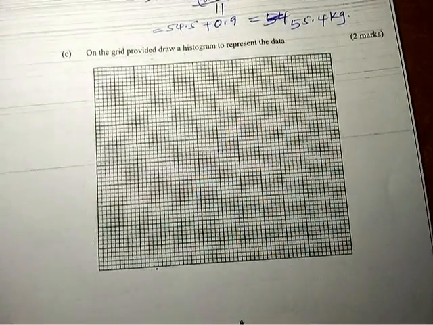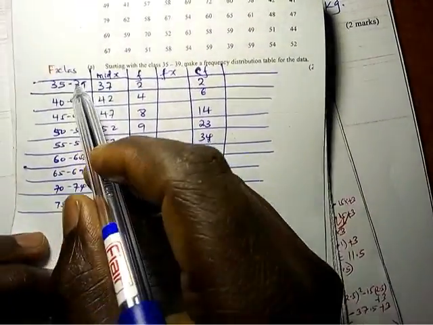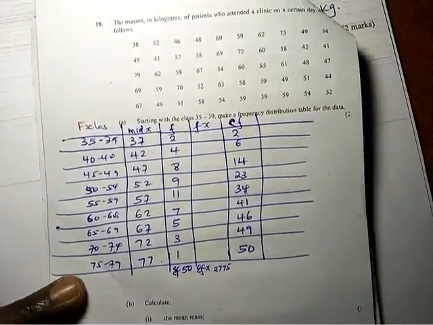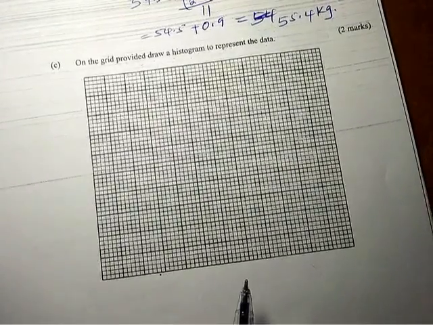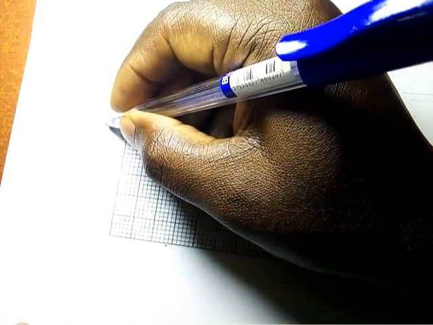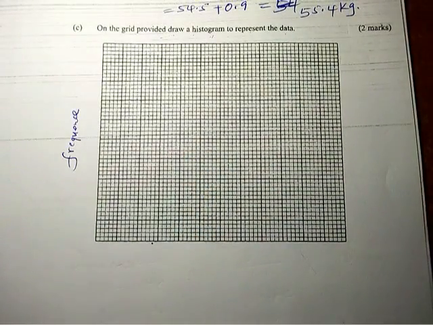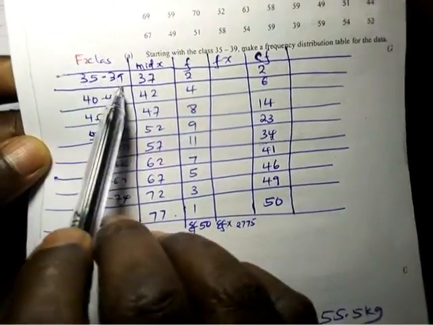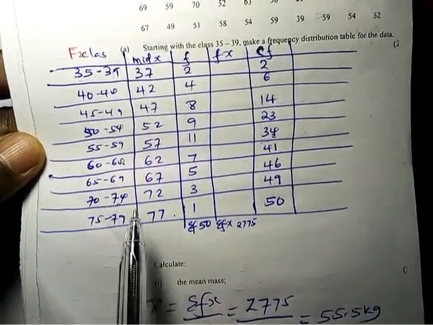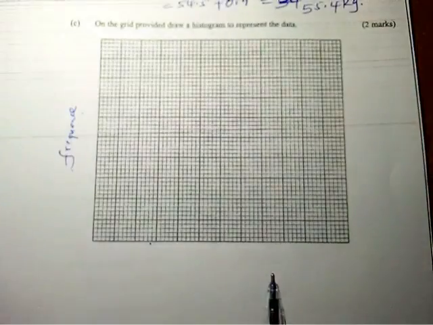For a histogram, when the class interval is uniform like this, 5, 5, 5, we use frequency. But if the class intervals vary, one is 5, another 10, another 100, another 200, we use the frequency density. Here we use frequency. That is the difference.